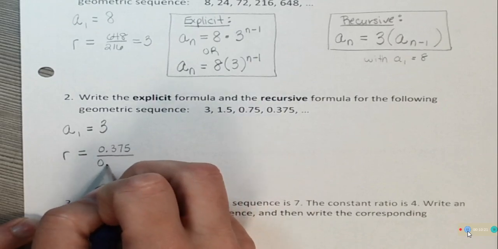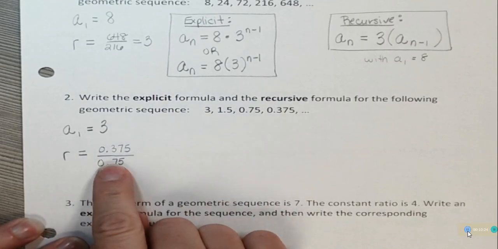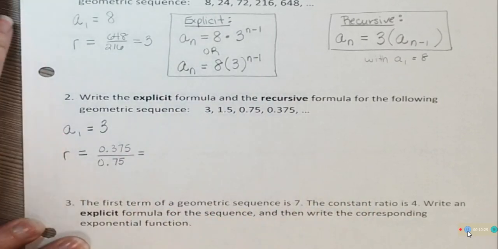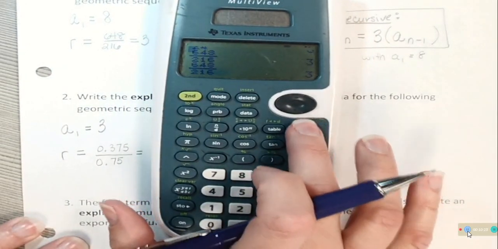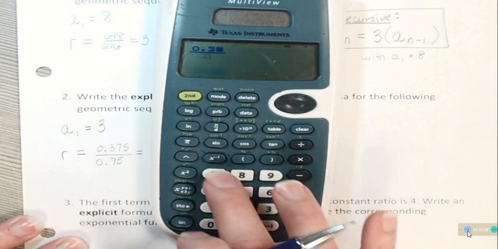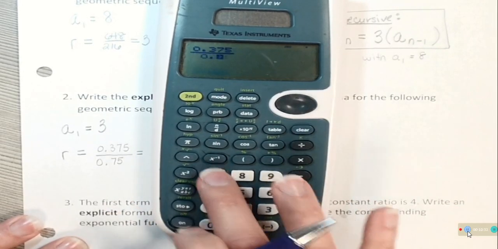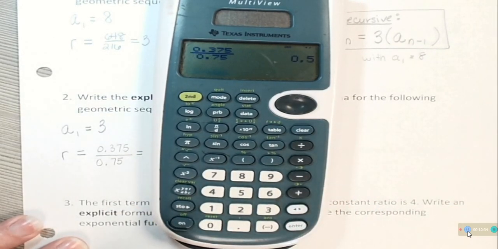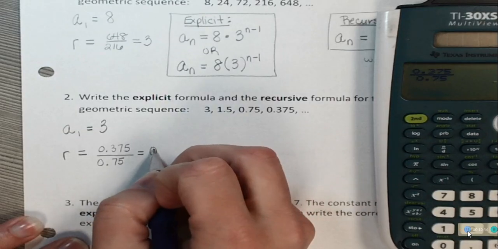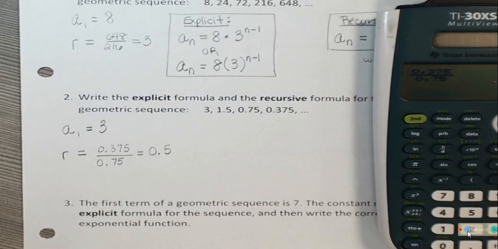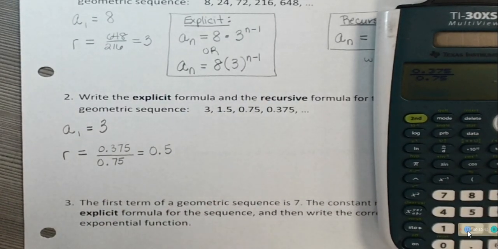0.75. Okay? Now, type that in your calculator. So if I've got 0.375 divided by 0.75, it is 0.5. Now, technically, what is 0.5 as a fraction? 1/2, okay? You could use the decimal or the fraction.